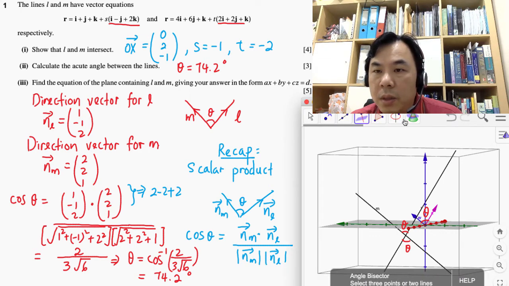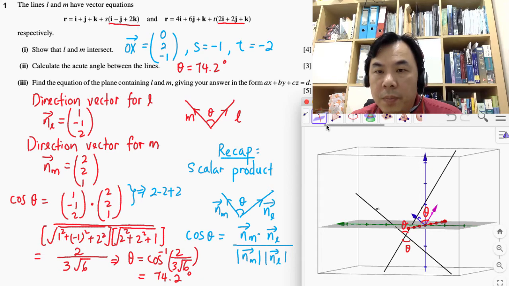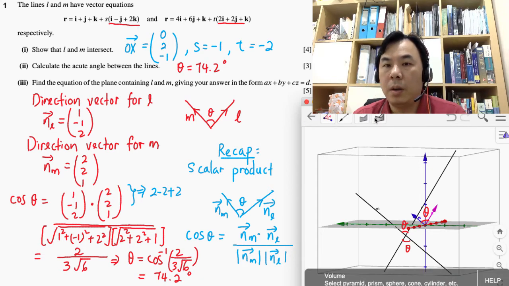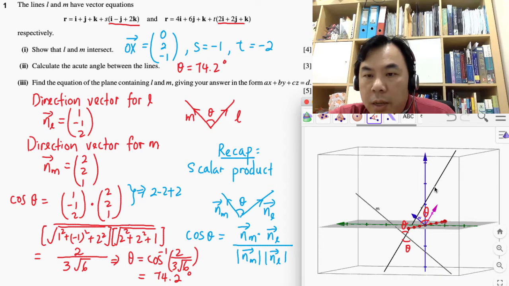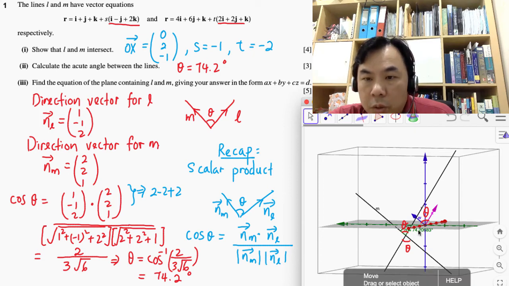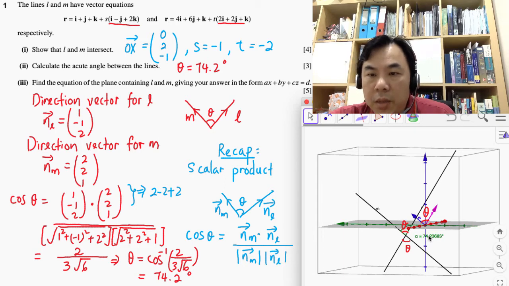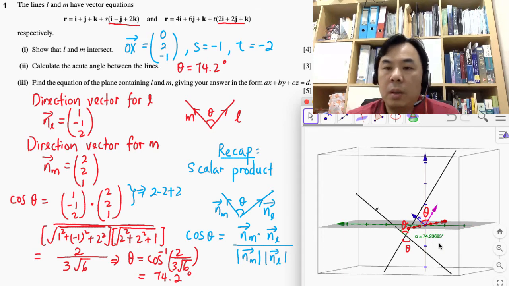Let me see whether we can do something with this. We're going to do some measurement in this case, so we're going to find out the angle between this line and this line here. That one is not very clear, so let me show that to you. Now you can see that the angle between the two lines is actually given as 74.221 to be precise.